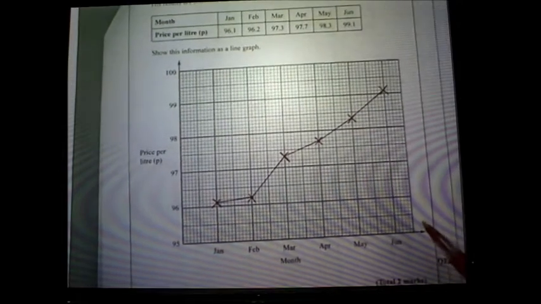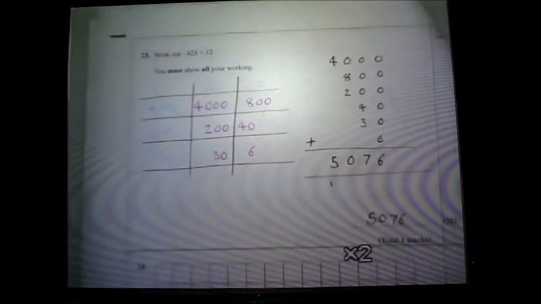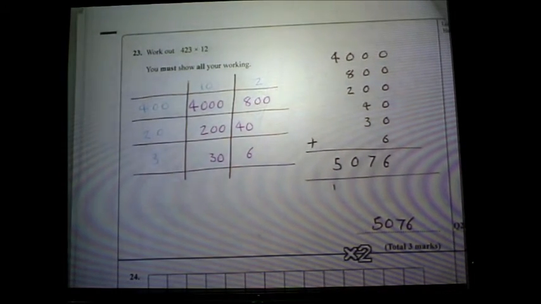Question number 22. Plot these points on a line graph. Just follow it up, plot the points, do it with a pencil and a ruler, join them up, there you go. Question number 23. Work that out, show all your workings. I've done the grid method, I'll zoom in so you can see it. There you go.